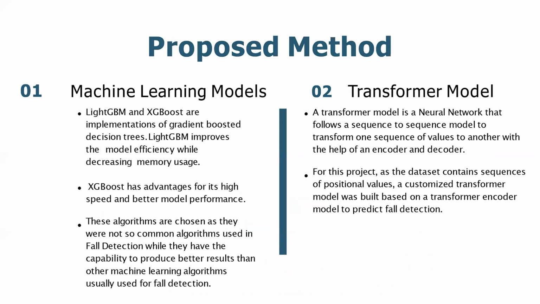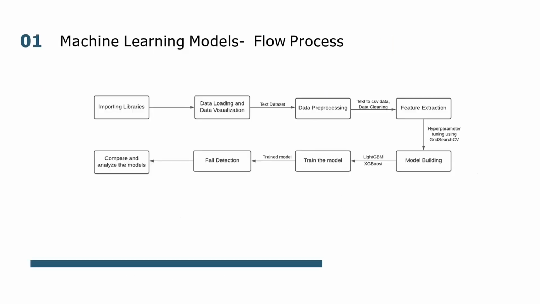Transformer model. A transformer model is a neural network that follows a sequence-to-sequence model to transform one sequence of values to another with the help of an encoder and decoder. For this project, as the dataset contains sequences of positional values, a customized transformer model was built based on the transformer encoder model to predict fall detection. So here is the flow process for the machine learning model.